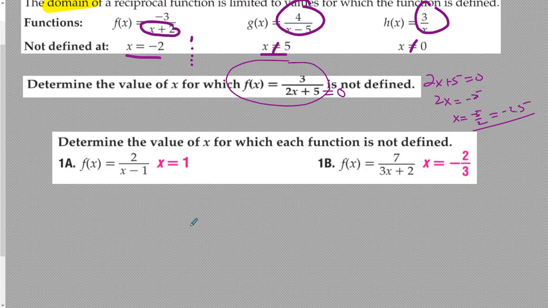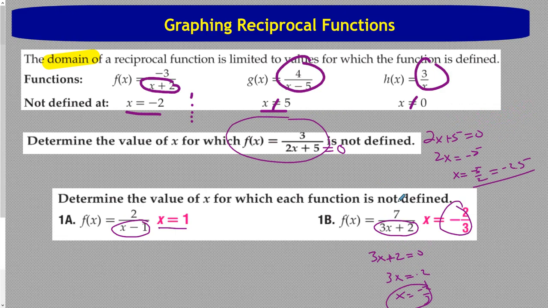Okay, so then two more, determine the value where it's not defined. All we're doing, like we've talked about, is finding the value that makes this equal to 0, and that would be 1. Find the value that makes this equal to 0. So that might be a little bit more complicated, so just set it equal to 0 and solve it algebraically yourself. And you can see where the negative 2/3 comes from. Okay, that's how we find the domain. The domain would be all values except negative 2, all values except 5, all values except 0, all values except 1. These values are where that vertical asymptote will be.